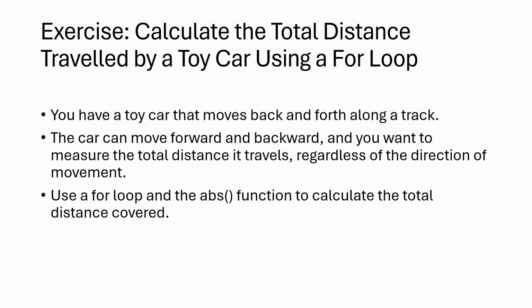So let's take a look at the second example. Back to the story of my boy with a toy car, which only travels backwards and forward. So you have a toy car that moves backwards and forward along a track. The car can move only forward and backwards, and you want to measure the total distance it travels, regardless of the direction of the movement. So here you can use a for loop to calculate the total distance covered.